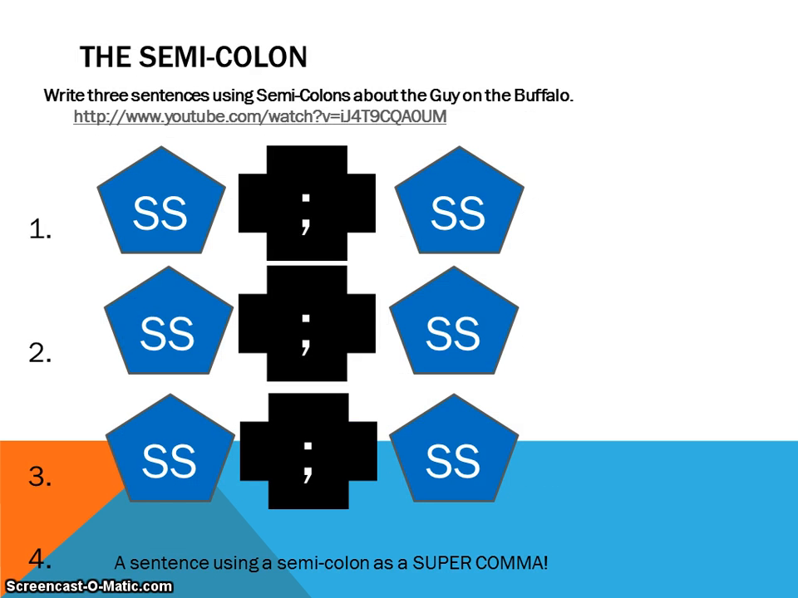All right, here's your homework. Write 3 sentences using semicolons about the guy on the buffalo. Watch this YouTube video. It's short, but it's awesome. And write 3 sentences using this new sentence pattern, and then write a 4th sentence using the semicolon as a super comma. That one's going to be a little bit trickier. I'll put a link in the description to this YouTube video. Guy on a buffalo. Check it out.